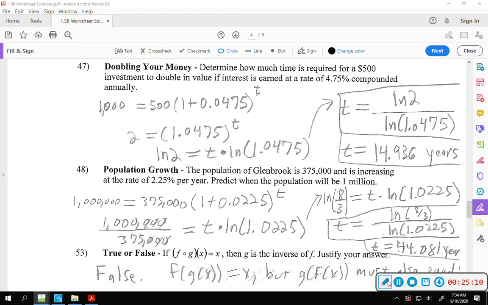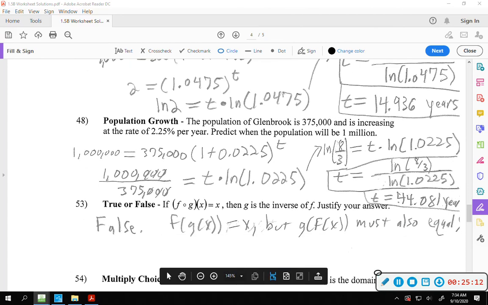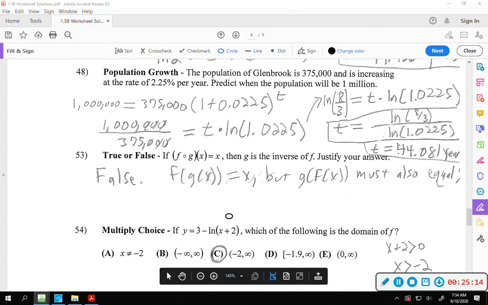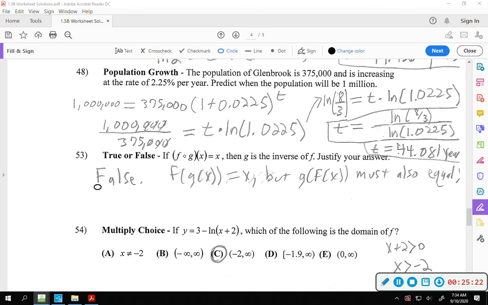Okay, true, false. Hopefully we'll be done here in about a half hour. True or false? If f of g of x equals x, then g is the inverse of f. Justify your answer. The answer is false. F of g of x equals x, but g of f of x must also equal x. That's an x right there. You have to check it both ways. Sometimes it will work one way, but not the other.